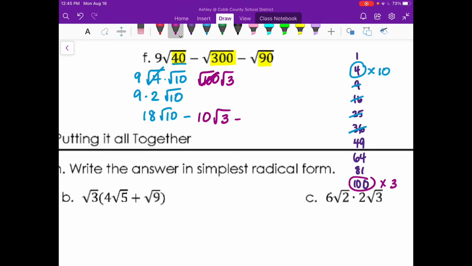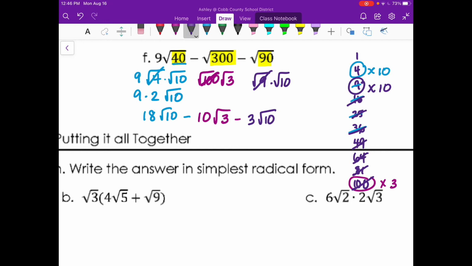And now I will bring down my next minus sign, and I'll start working on radical 90. So radical 90, I'm going to look over here. 100 is too big to divide into 90, so is 81 and 64. 49 does not go into 90. 36 does not go into 90. 25 doesn't. 16 doesn't. But 9 times 10 is 90. So I'm going to split radical 90 into radical 9 times radical 10. And I'm going to take the root of 9, which is 3, and bring it outside, so that gives me 3 radical 10 for that radical expression.